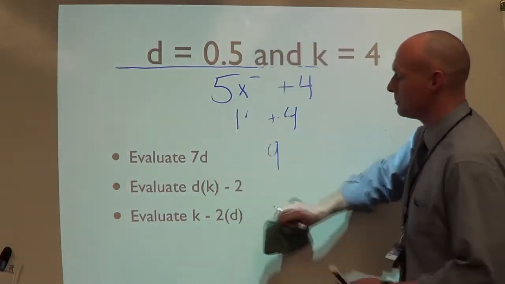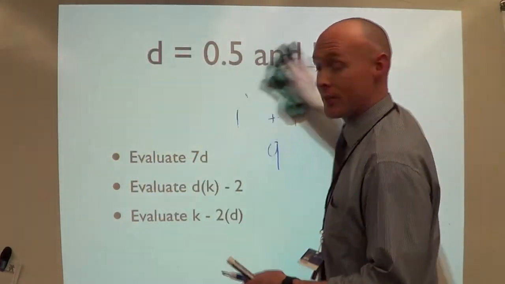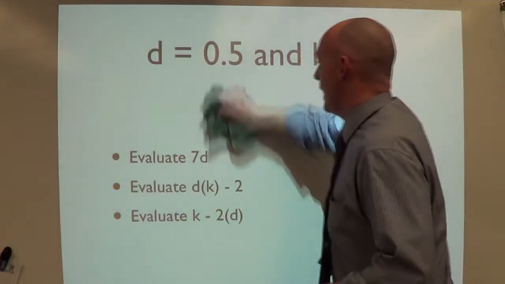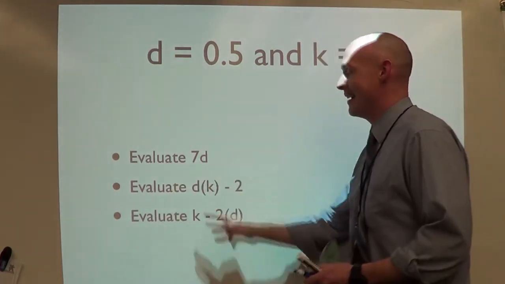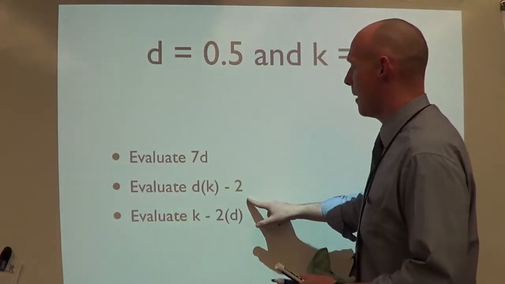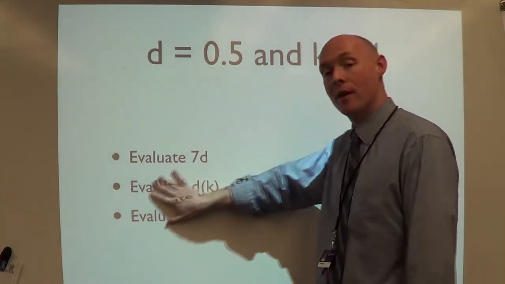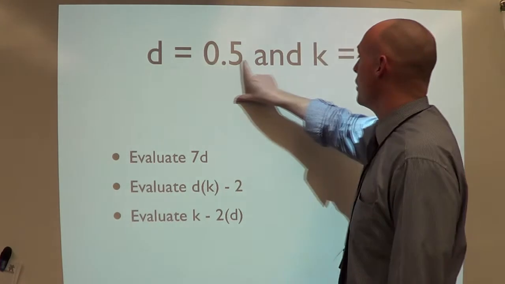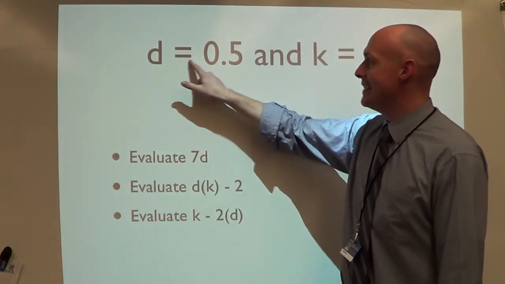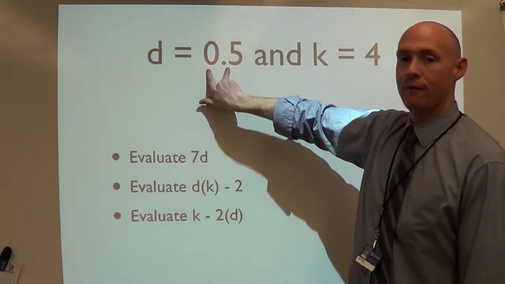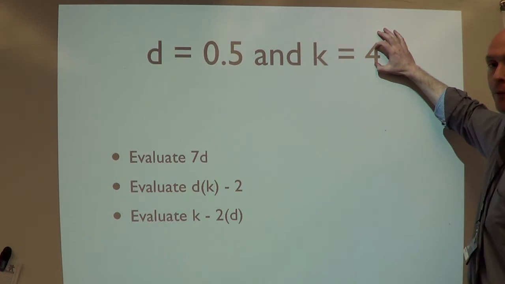On your paper, I had some for you to try on your own that we'll start class with. And there's 3 problems. Again, you're evaluating 7D, and a few others. Now, here's the clue. Look at what other information is given. On your note sheet, I told you what the variables equal. So anytime you see a D, you're going to substitute it for 5/10. Anytime you see a K, you're going to substitute it with 4.